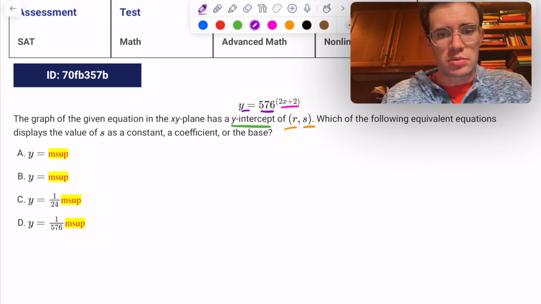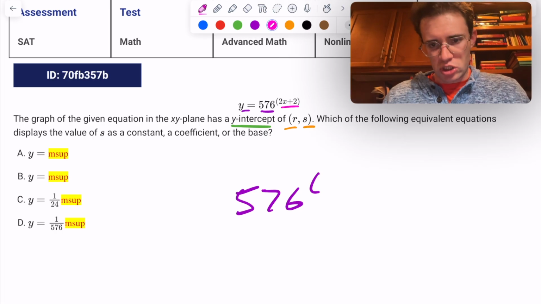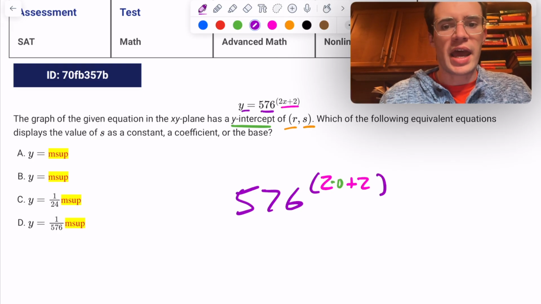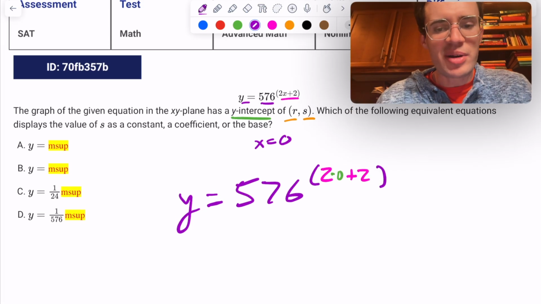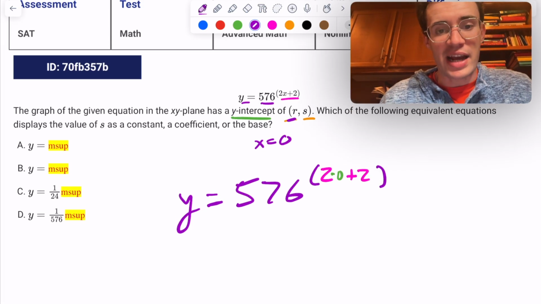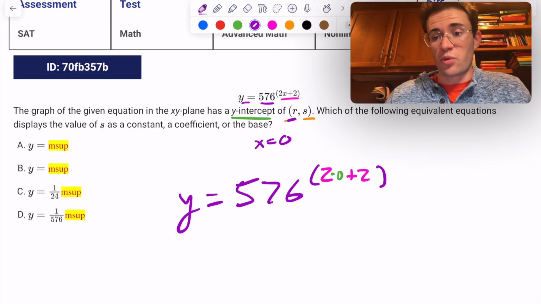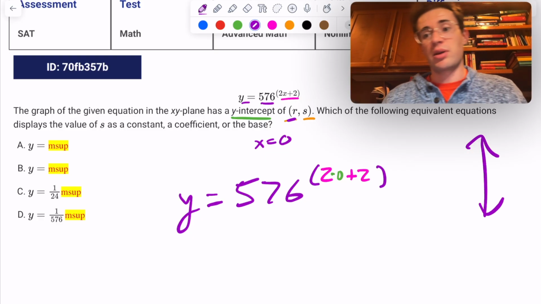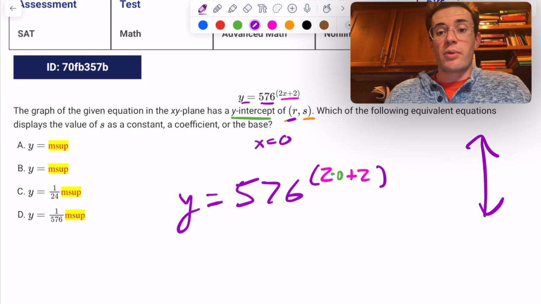Okay, so we just plug that in, 576 to the, instead of 2x plus 2, we'll do 2 times 0 plus 2. Right, because again, the y-intercept is when x is equal to 0. So y equals that, and that means r is equal to 0, right? Because r is the x value of the y-intercept. Well, again, the x value of a y-intercept is where it crosses the y-axis. So by definition, the x value is 0, right? It can't be to the left, can't be to the right. You're only moving up and down to stay on the y-axis.